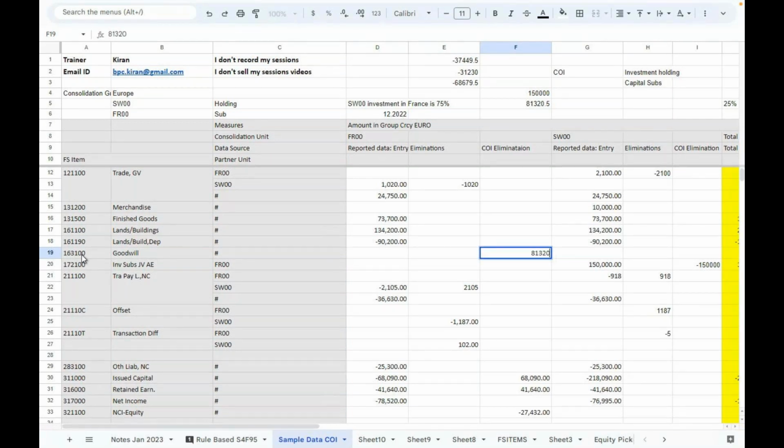81,320. So mention the 0.5 also so that it will match. So this is what is called first consolidation, right? Investment eliminations, capital elimination. So now your consolidated financial statement is ready. When you do the first month of consolidation, you call it first consolidation. From the subsequent months, you are going to perform subsequent consolidation. That's called subsequent consolidation, right?